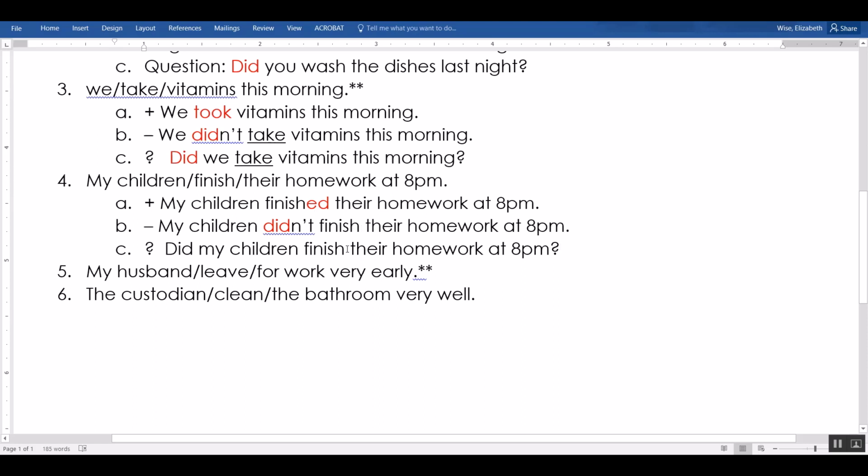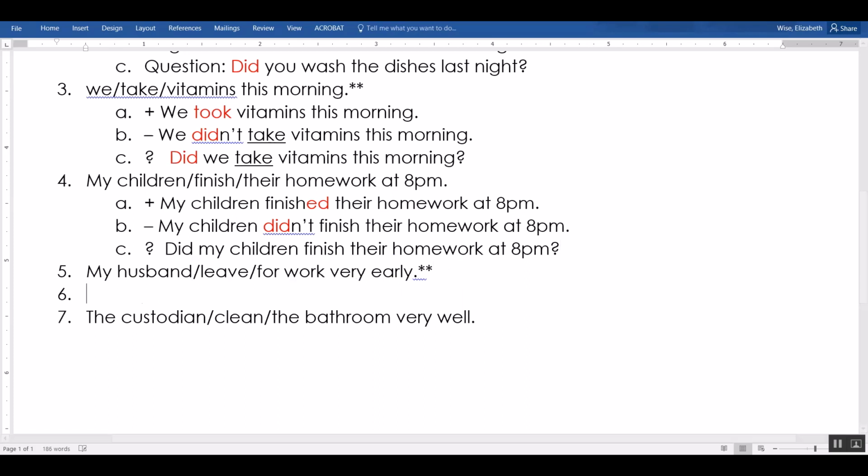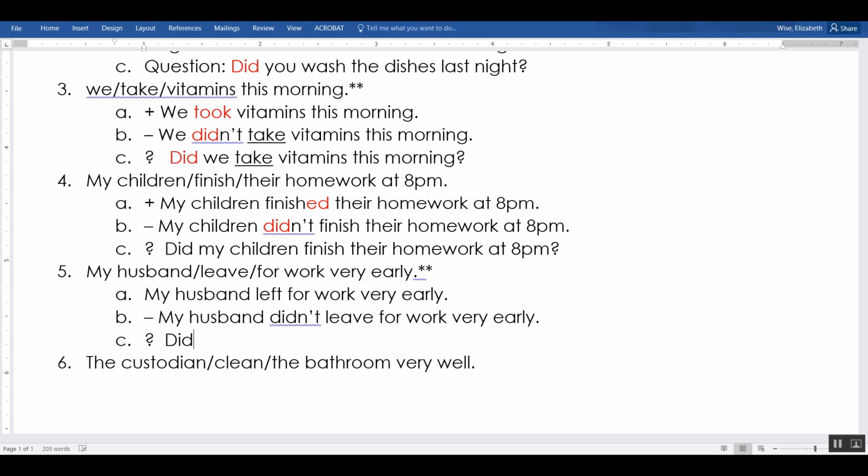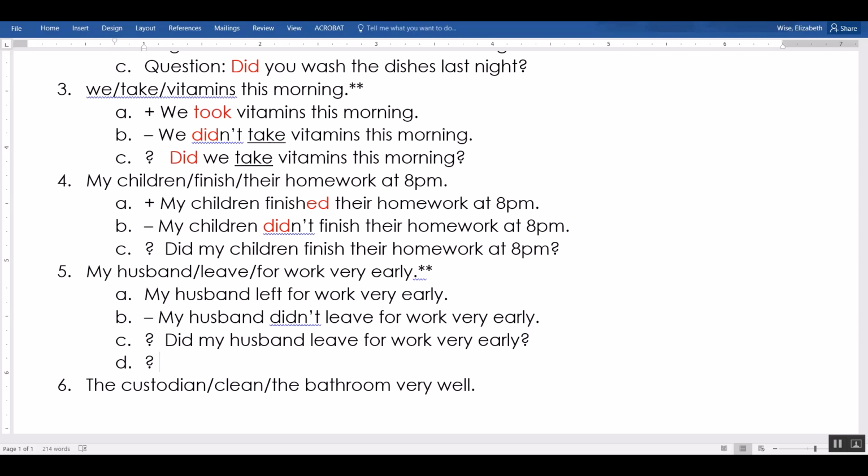I think you've got it now. All right, my husband, leave. The past of leave is irregular. It's left for work very early. The negative: my husband didn't leave for work very early. The question: did the person, my husband, leave for work very early? If you want to play around with the pronouns, you could also say, did your husband leave for work very early?